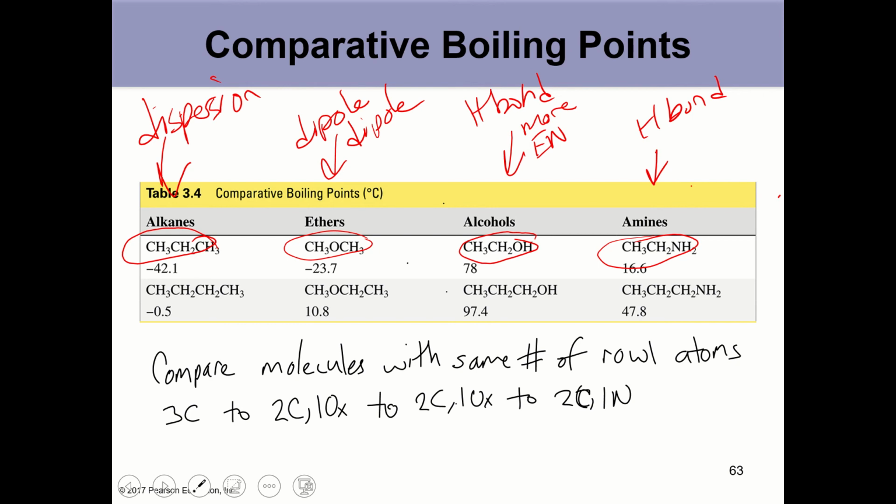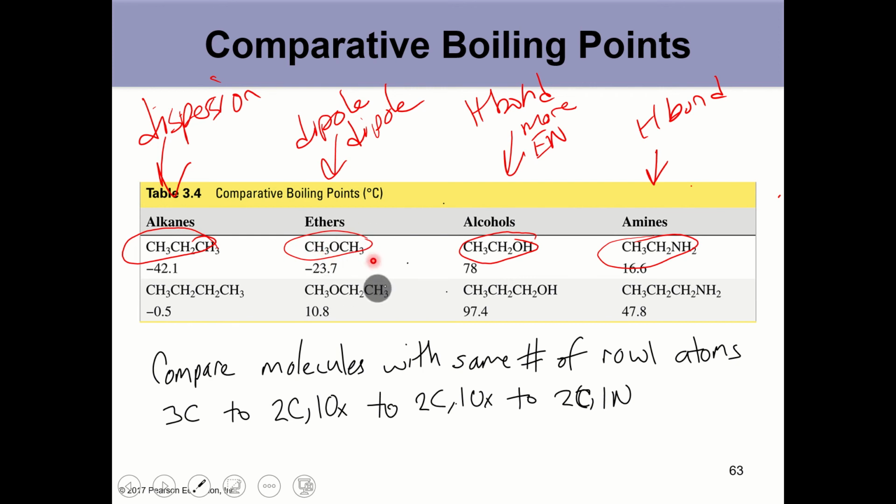Okay, so let's look at the data given in this chart. When we have 3 carbons, the boiling point is negative 42.1. If we have 2 carbons and 1 oxygen, the boiling point increases to negative 23.7. The intermolecular force experienced by only carbons is dispersion forces. When we add an oxygen and we add polar bonds, we now have dipole-dipole interactions and dispersion forces.